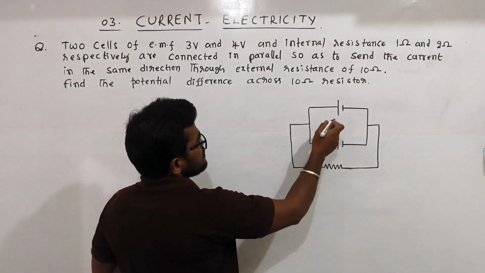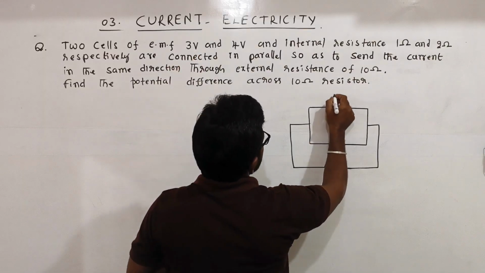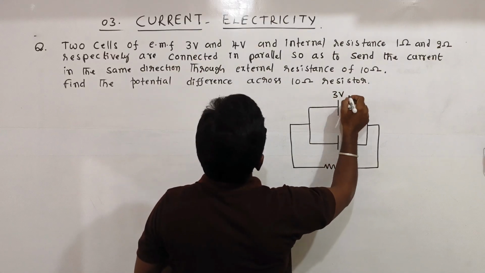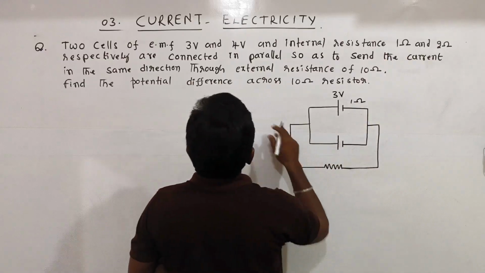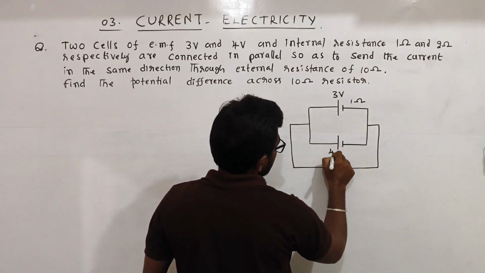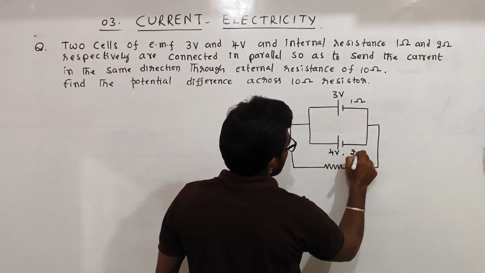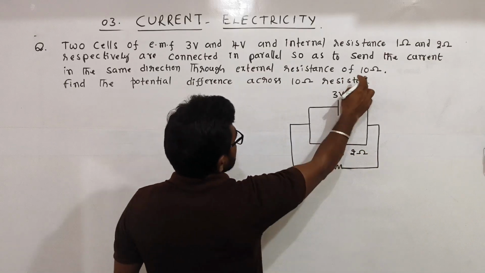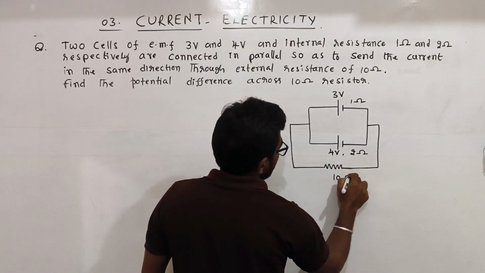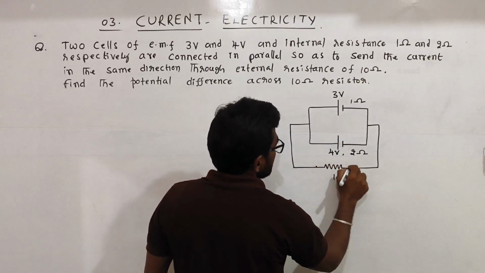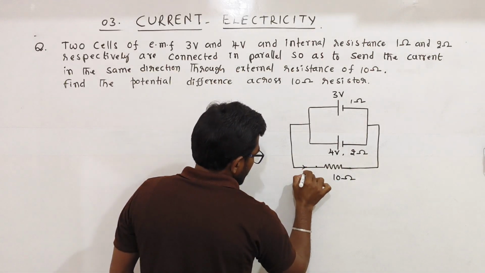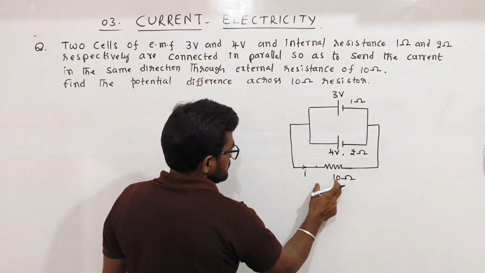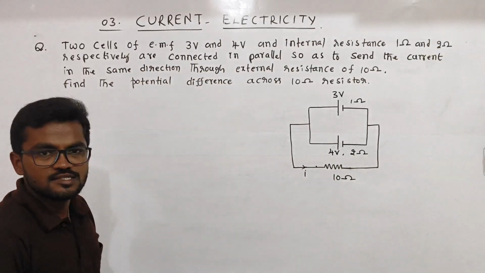Let us consider this is the first cell. The EMF of the first cell is 3 volt and its internal resistance is 1 ohm. The EMF of the second cell is 4 volt and its internal resistance is 2 ohm. The external resistance is 10 ohm, given in the question. You have to find the potential difference across the external resistor. For that, we should calculate the current in the circuit. Current into resistance will give the potential difference across the resistor.